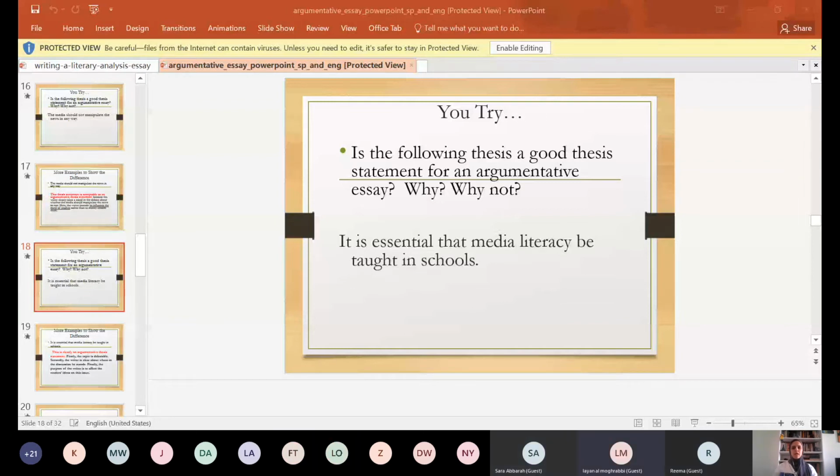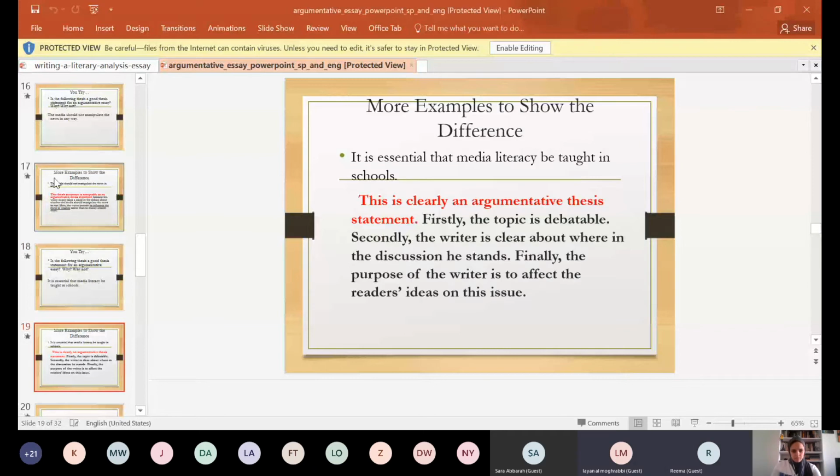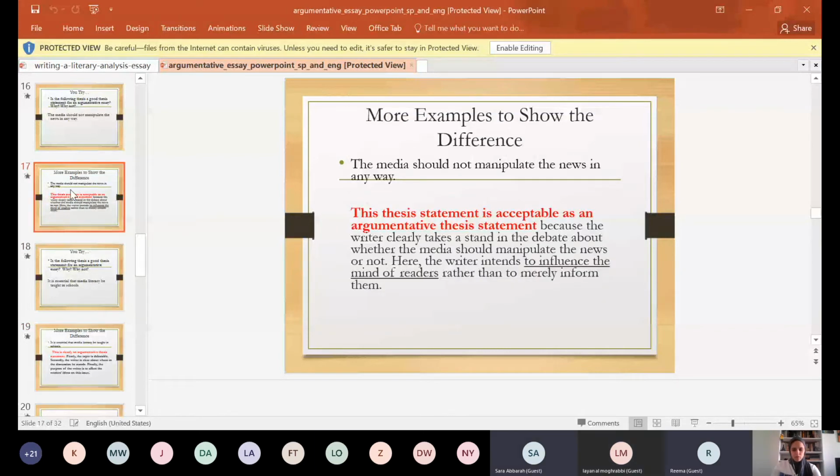Can you see the second slide? No. Now we can see it. Yes. More examples to show the difference, miss? Yes. Media should not... We have just said this one.